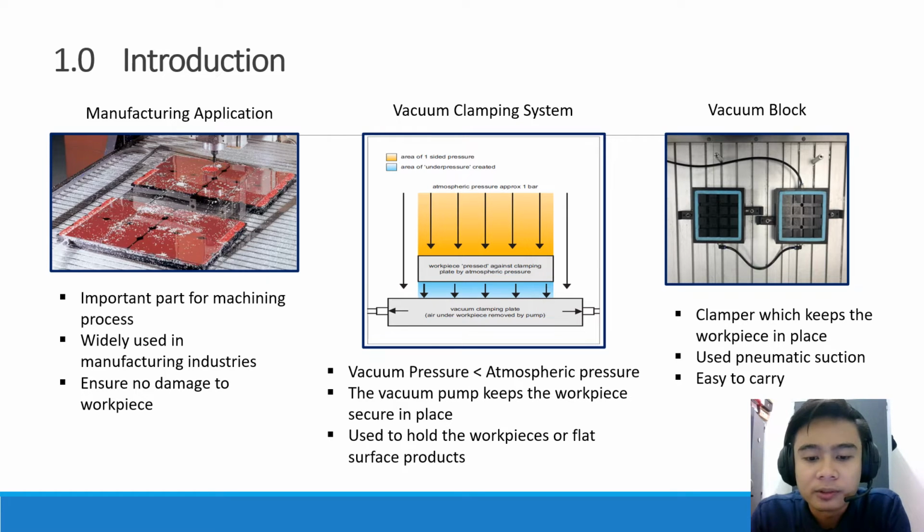Thus, atmospheric pressure forces the workpiece against the vacuum clamping block. What keeps the workpiece pushed and staying on the clamping block is the suction force that operates the vacuum clamp. The vacuum pump keeps the workpiece secure in place. The vacuum clamping concept is typically used primarily to hold workpieces with flat surfaces only.